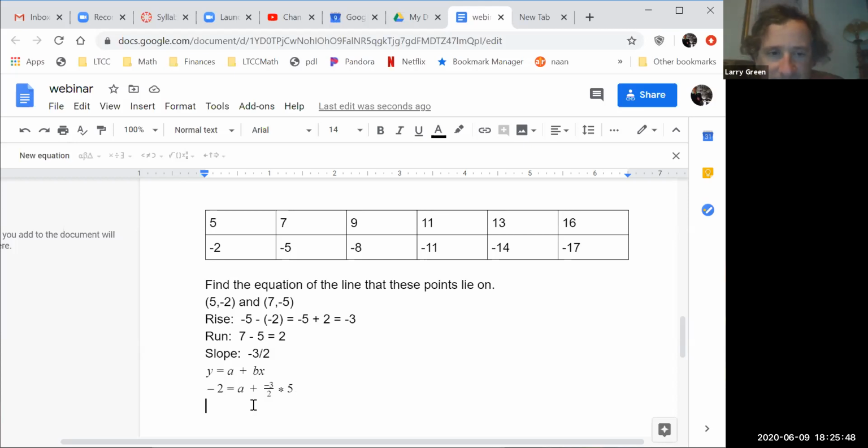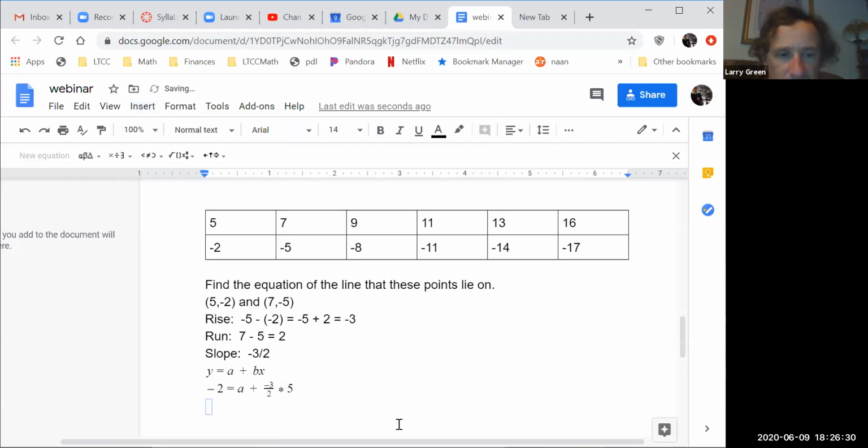How do I get a by itself? Any ideas? I want a. Divide by 5? That actually won't do it. Notice a is in an a plus. Do you see that? So I need to undo a plus. How do you undo addition? Right, because we can see this plus. I subtract, and I'm subtracting -3/2 times 5, which is the same as adding 3/2 times 5. So I'm going to add 3/2 times 5 to both sides.